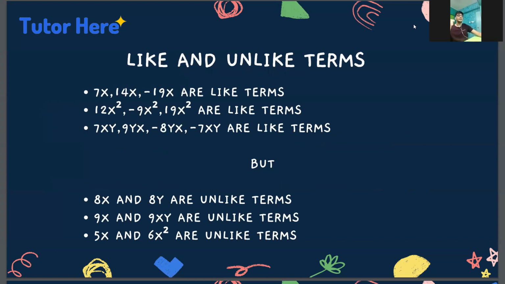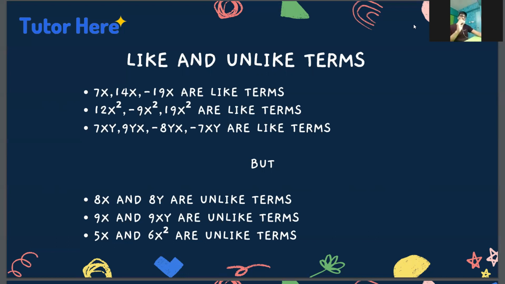Like and unlike terms. 7x, 14x, and minus 19x are like terms. Similarly, 12x square, minus 9x square, 19x square are like terms. 7xy, 9xy, minus 8xy, all of these are like terms. But 8x and 8y are unlike terms. 9x and 9xy are unlike terms. Even 5x and 6x square are unlike terms. Do you know why this is?